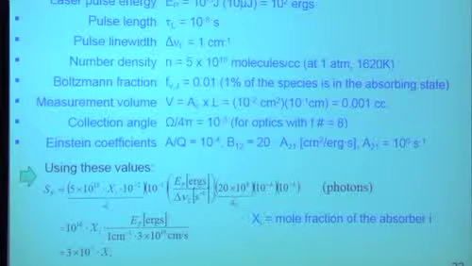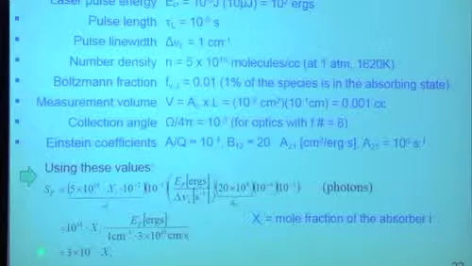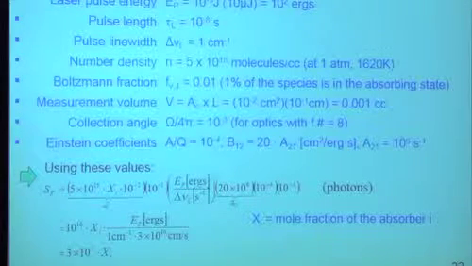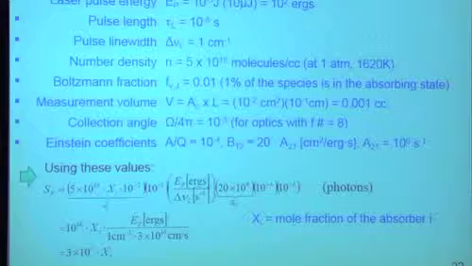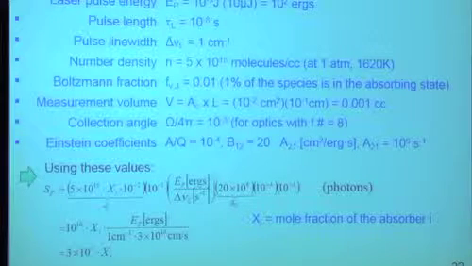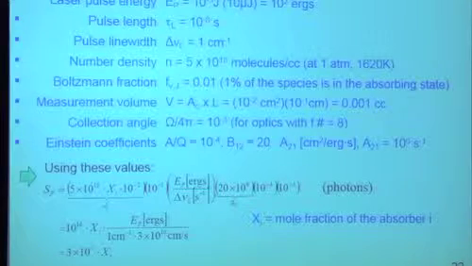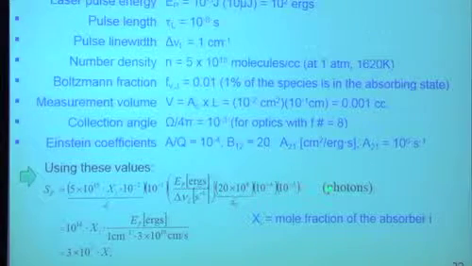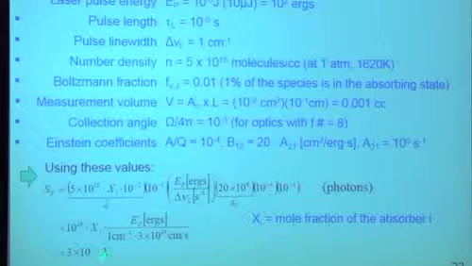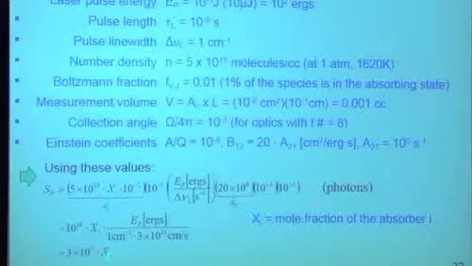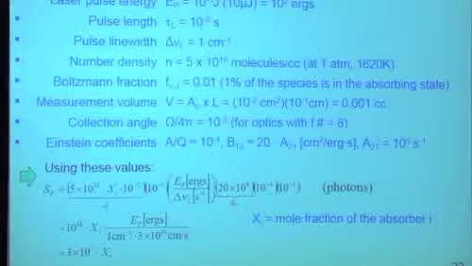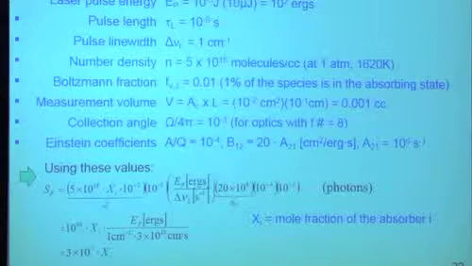The detection limit, or the signal, is 3 times 10 to the 7th times chi. Chi is the mole fraction. That's the signal in photons. It would be 3 times 10 to the 7th times the mole fraction. So if the mole fraction is 1 ppm, 10 to the minus 6, that's 30 photons.